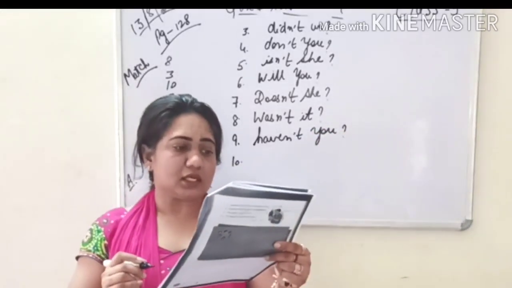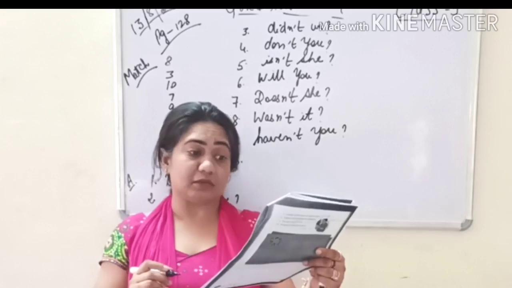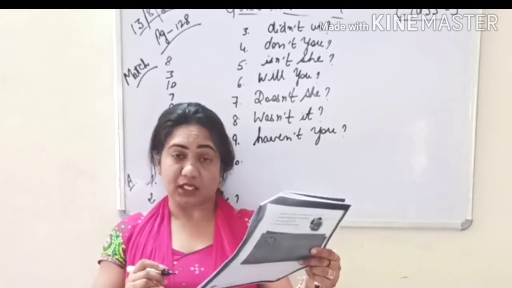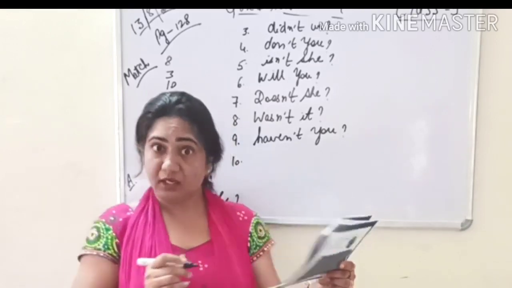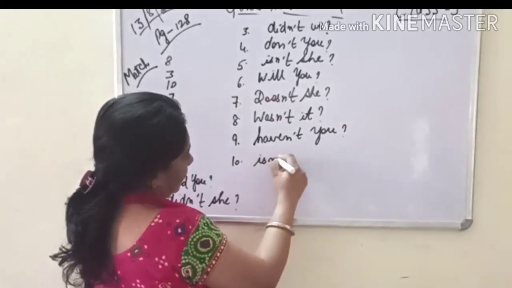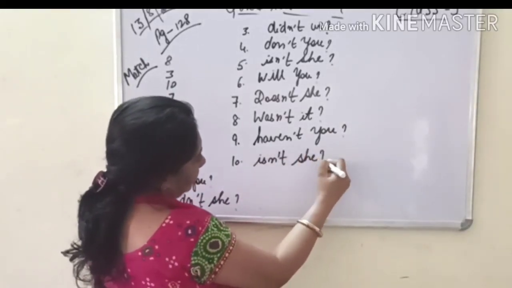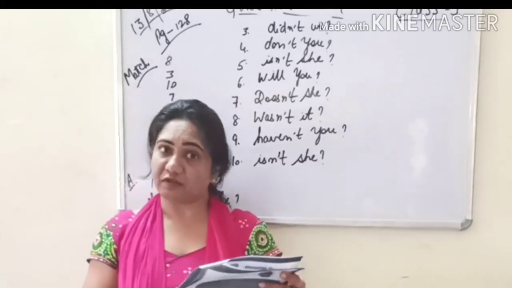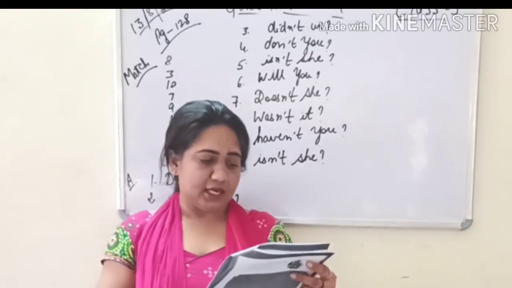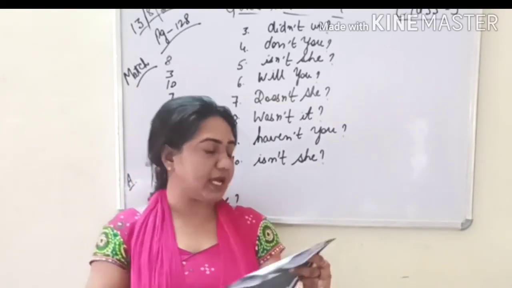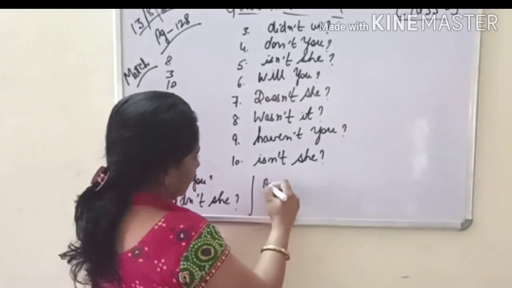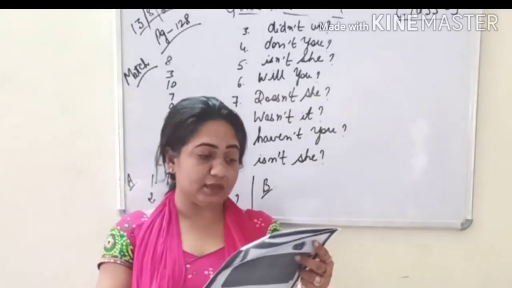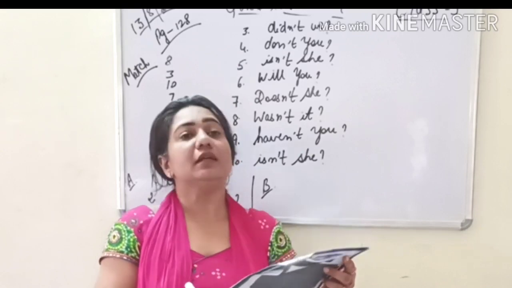Next one. The girl is sitting in front of a table fan. Is sitting. Negative. Isn't she? So with this we finish this exercise. Next, coming to exercise number B. What you need to do is fill in the blanks with question tags.